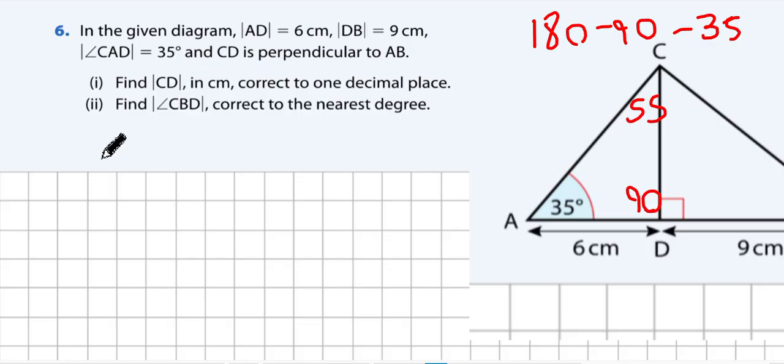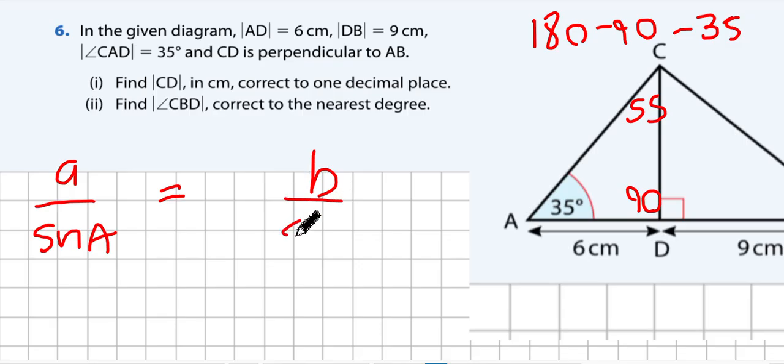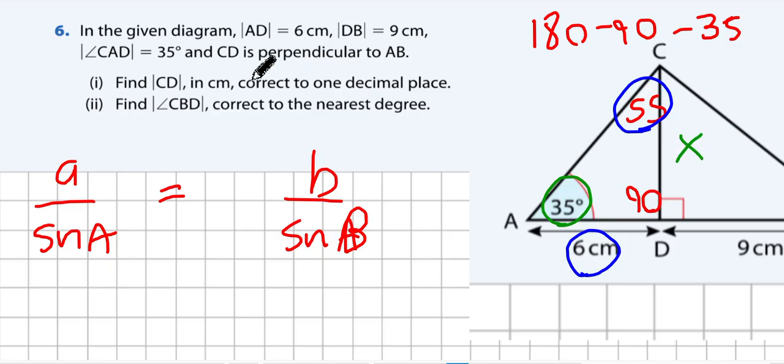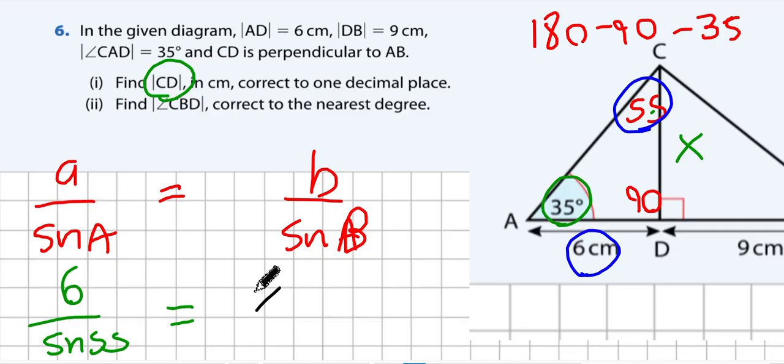And then this class is favouring the sine rule for everything else. So I think we should be able to make two matches or two fights pretty easy. 55 is fighting 6, and 35 is fighting CD, which is exactly what we're looking for. So 6 over sine 55, and then we have x, which is the goal of the question, divided by sine 35.